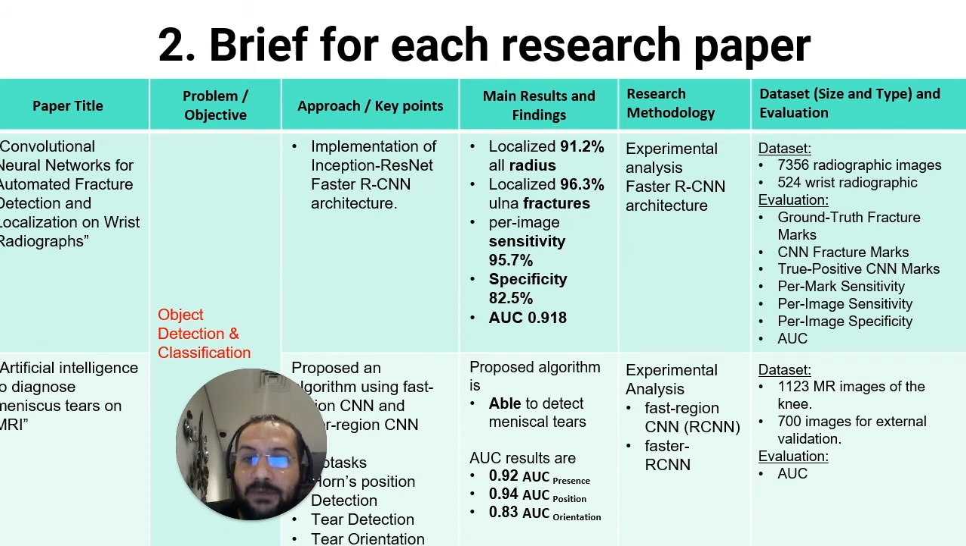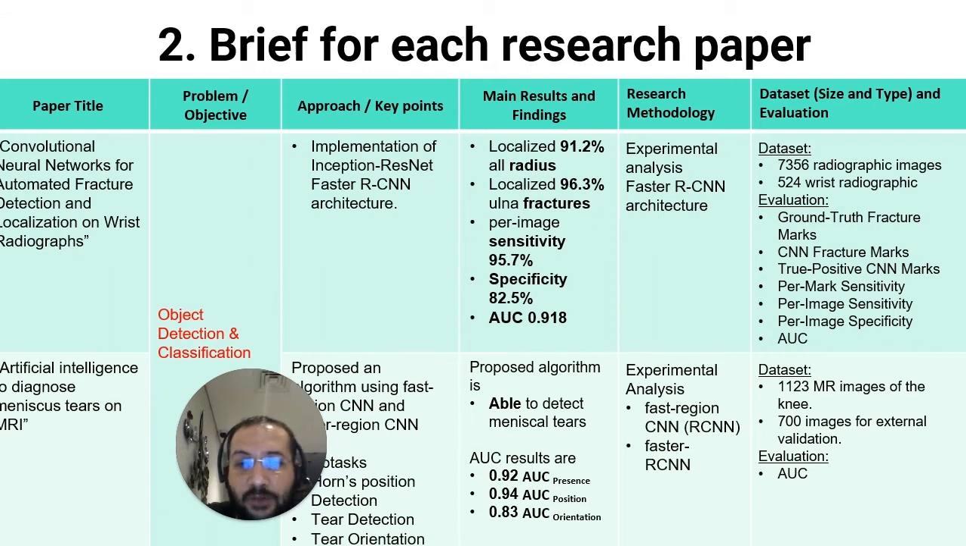The approach of the first paper here is to implement the ResNet faster RCNN architecture through an experimental analysis which evaluates the algorithm in terms of performance. And in order to do that, they used 7,356 radiographic images and 524 wrist radiographs as a dataset. As you see, there are several evaluation metrics used as well: AUC, which is the area under the receiver operating characteristic curve, sensitivity, and specificity, which is the main finding, beside the localization of the radius and the fracture.